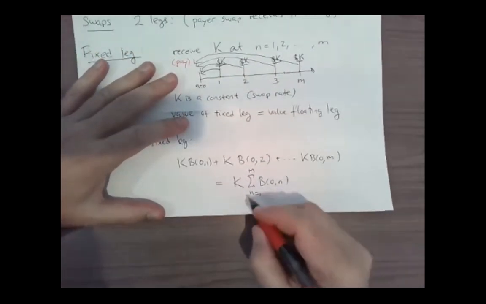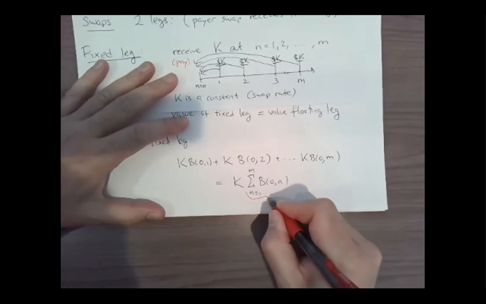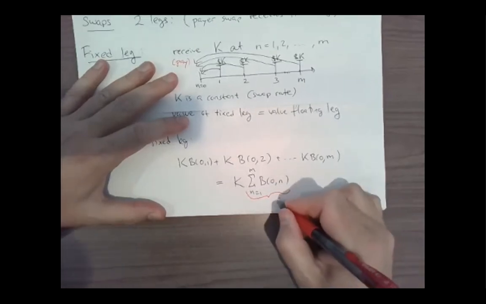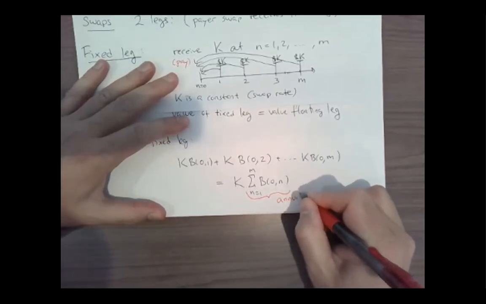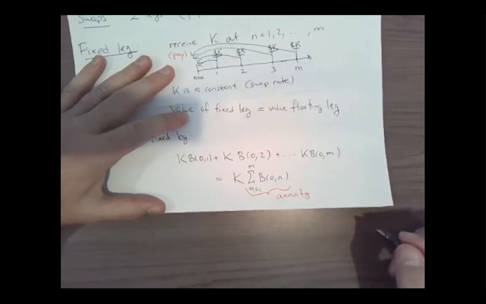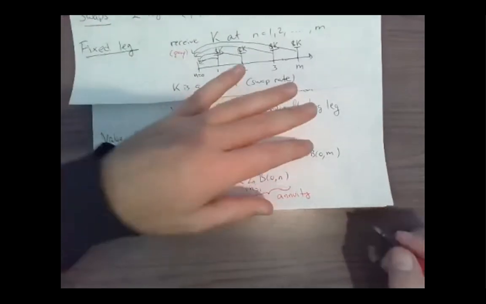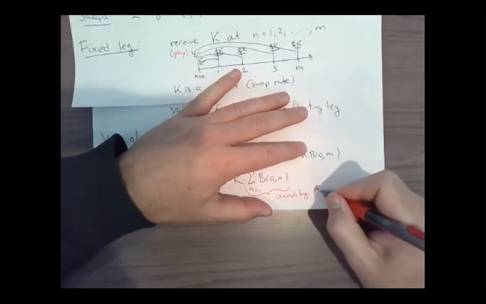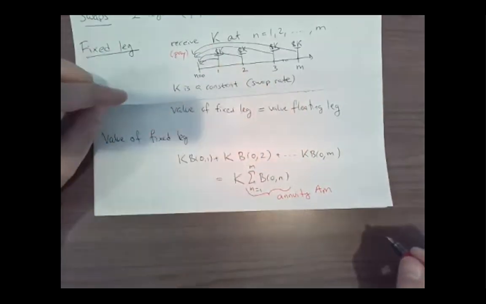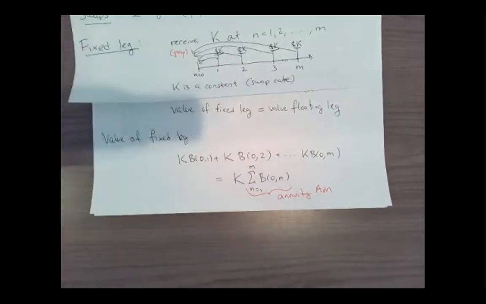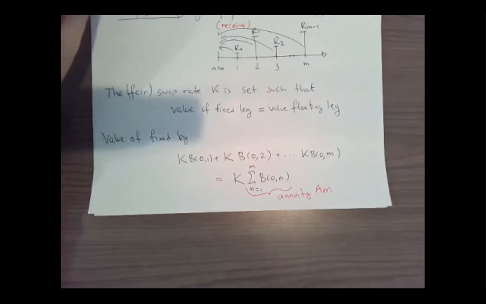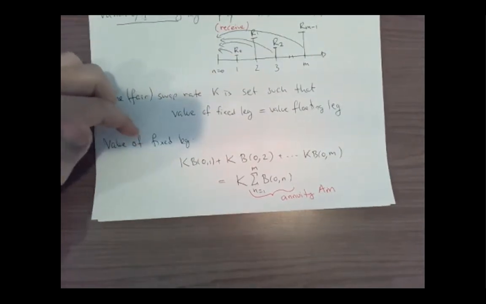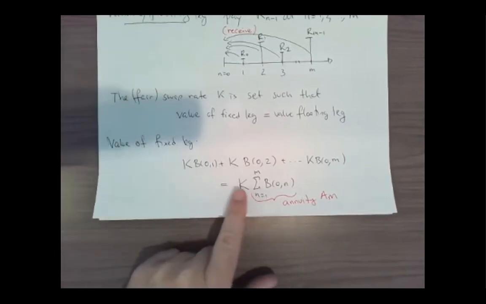This thing here is often called an annuity. So it'll just be denoted by A_m. It's just a portfolio of zero coupon bonds. So that was the value of the fixed leg. So that was the easy one. And you see that's going to be linear in K.